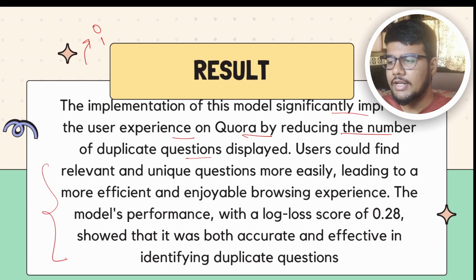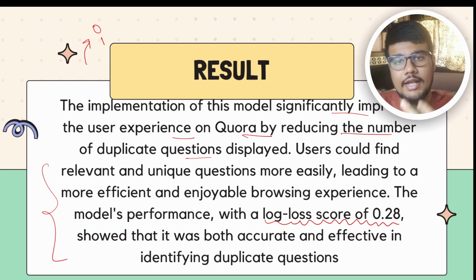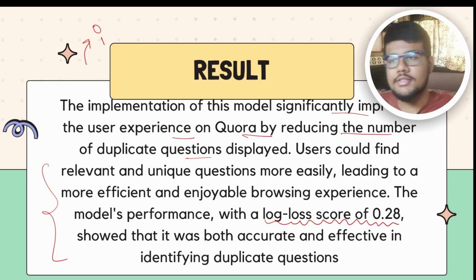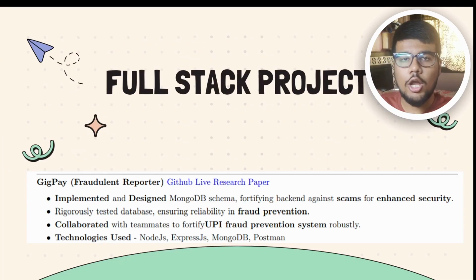And relevantly, I have explained my results carefully, mentioning what log loss score I got, as this is my performance metric. So yes, I got a very good performing model. So you can just observe the flow that I am following: situation, task, action, result, as I have told you for the machine learning model. Now let's talk about the full stack project.